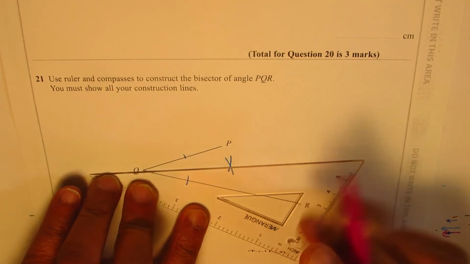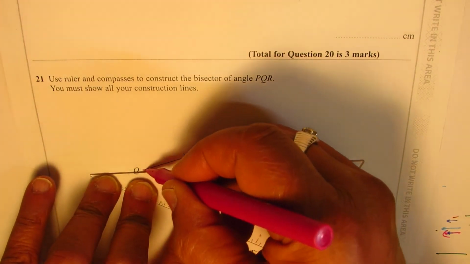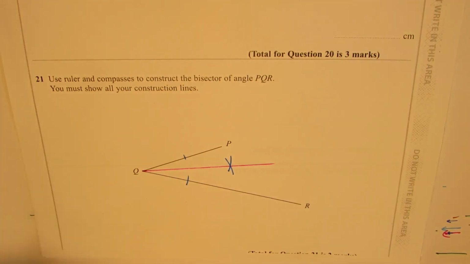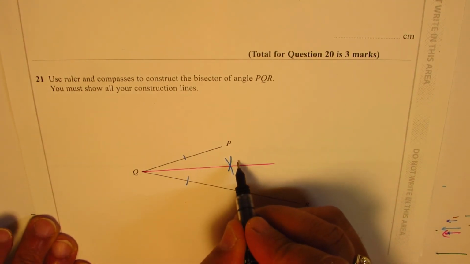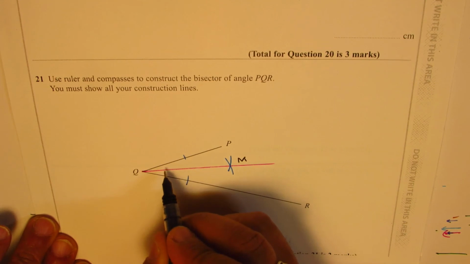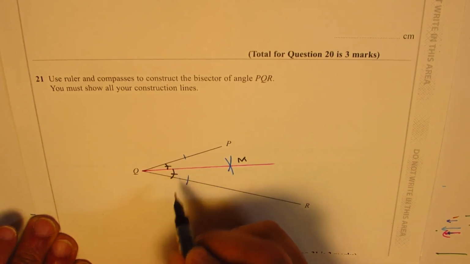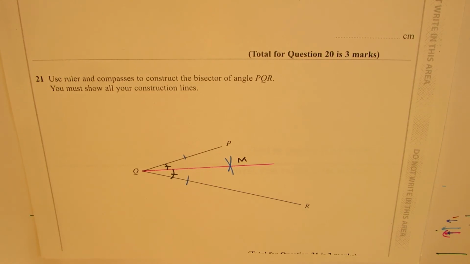So let's join, from Q to this point. So that becomes the bisector. Is that clear to you? So that is how we bisect it. Let's call this point M. So that becomes the bisector. That means these 2 angles will be equal. So I hope the steps are absolutely clear.